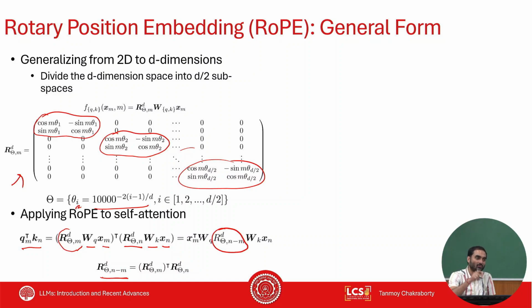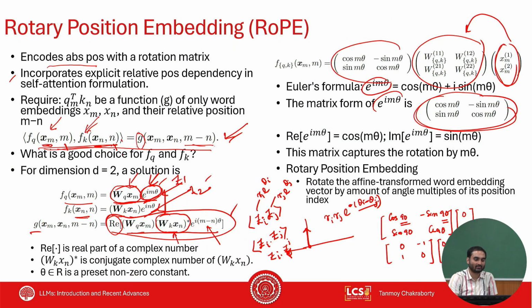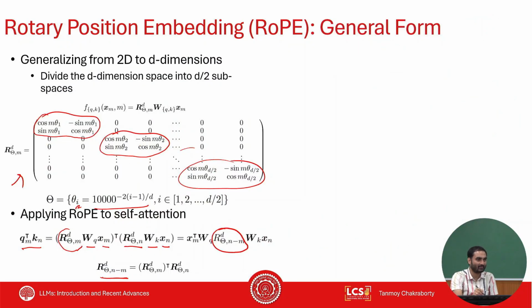So when we do self attention, you basically preserve the relative information. So the statement that I mentioned earlier, incorporates explicit relative position dependency in the self attention formula, is there, and encodes absolute position with the rotation matrix is there. So the rotation matrix takes care of this m and n. When you do self attention, you see the relative position is preserved.